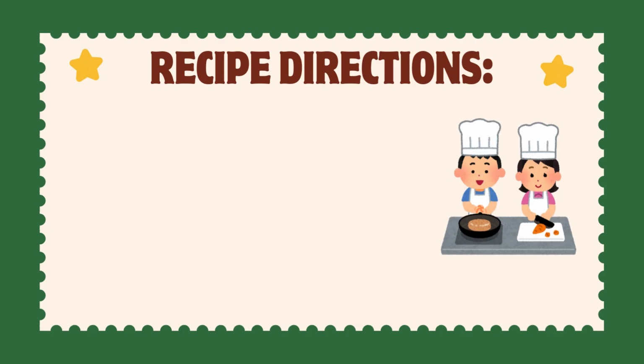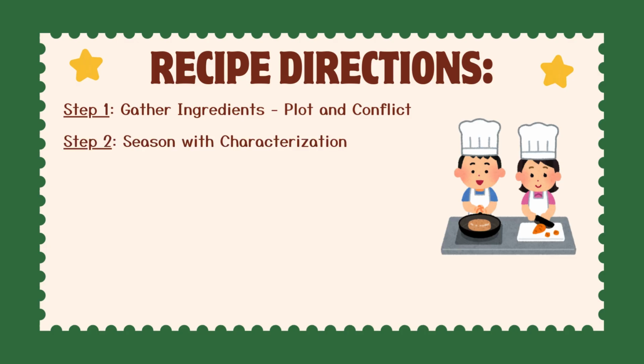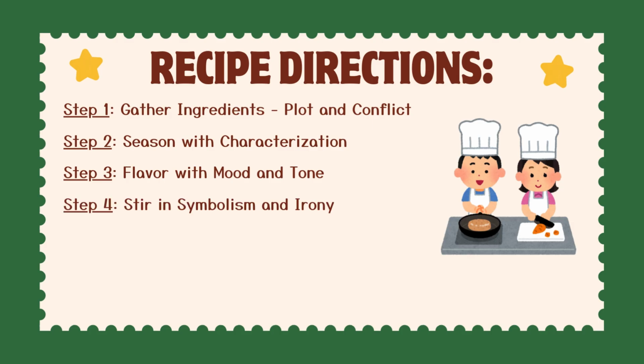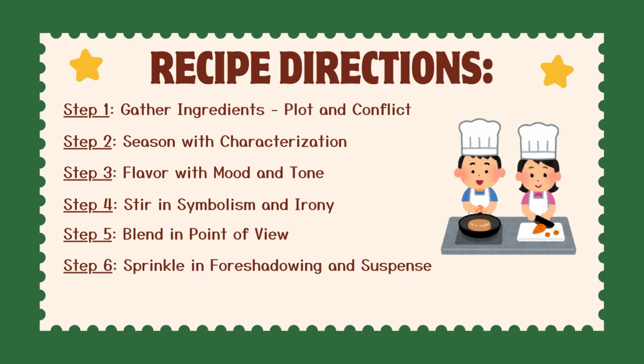To create our literary analysis, let's go through each step of our recipe. Step 1. Gather ingredients starting with plot and conflict. Step 2. Season with characterization. Step 3. Flavor with mood and tone. Step 4. Stir in symbolism and irony. Step 5. Blend in point of view. Step 6. Sprinkle in foreshadowing and suspense. Step 7. Taste test. Let's put it all together.